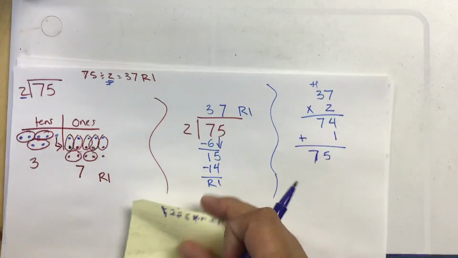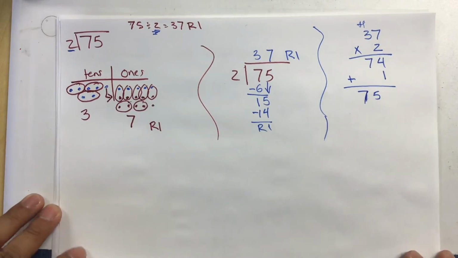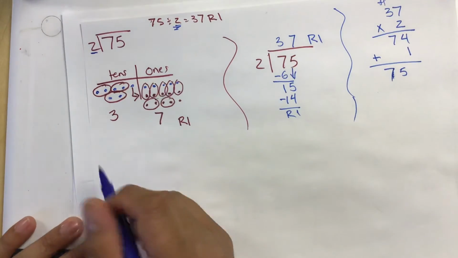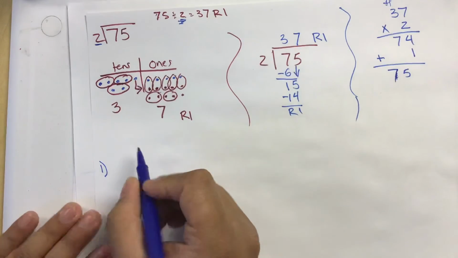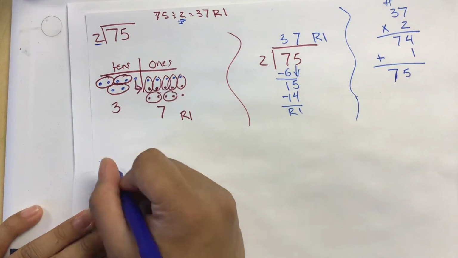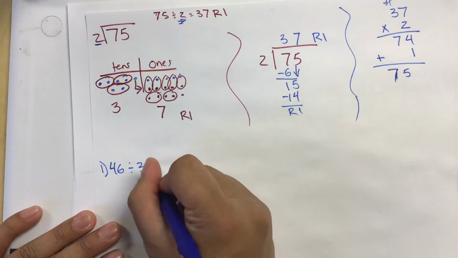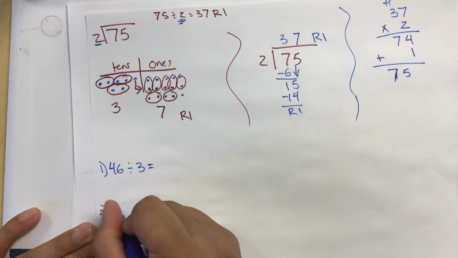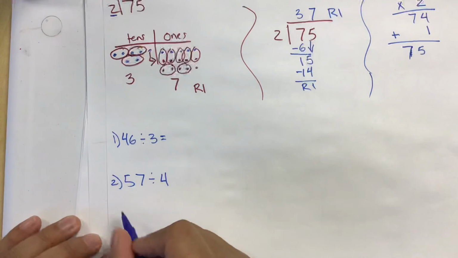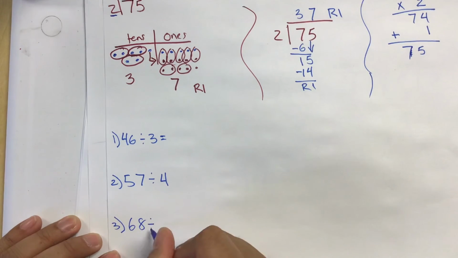Okay? If you need any repeats of what just happened in this lesson, feel free to rewind and go back, try out the problems again. Or what you could do, you could just try out some of the problems that I'm going to write down here, and then bring them into class or have someone check your work to see if you're correct, okay? So we can have 46 divided by 3. Or how about 57 divided by 4? Or even 68 divided by 2.